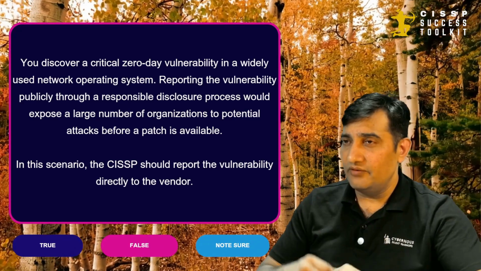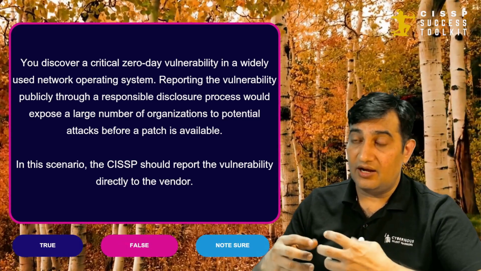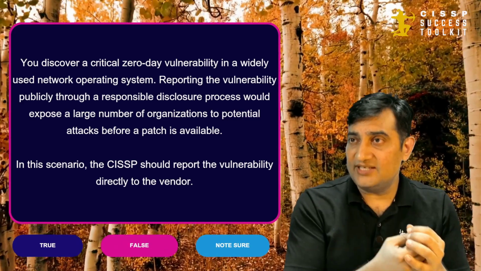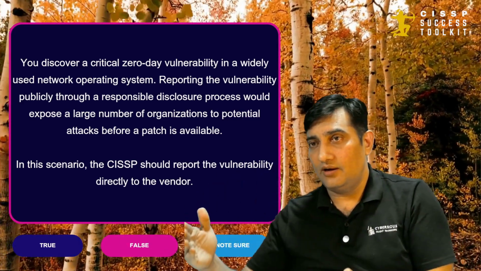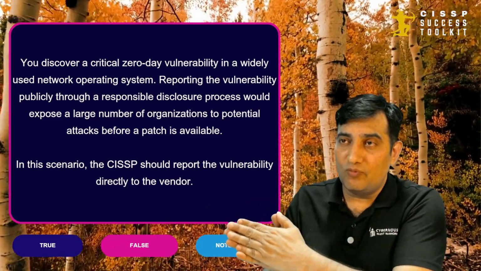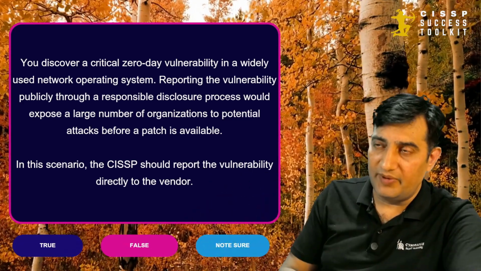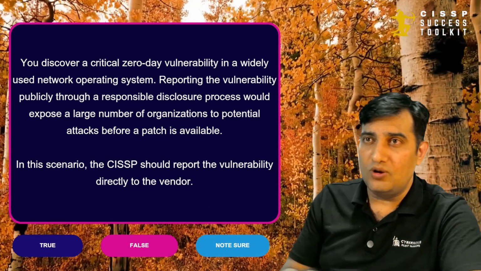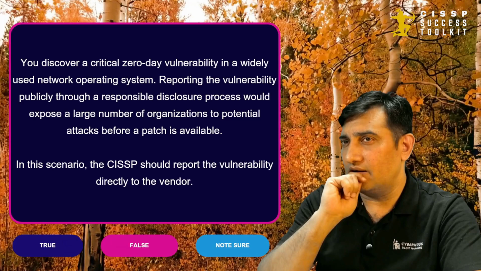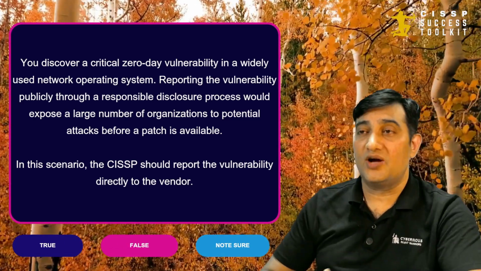There are two ways in which you can report the vulnerability. Number one is ethically. You actually give time to the vendors to come out with the patch, and if they are not able to respond within the stipulated time, that is where you can report the vulnerability publicly. I think that's the best way to do it, and that is what is called responsible disclosure of the vulnerability. And that is where this particular question is also asking you.